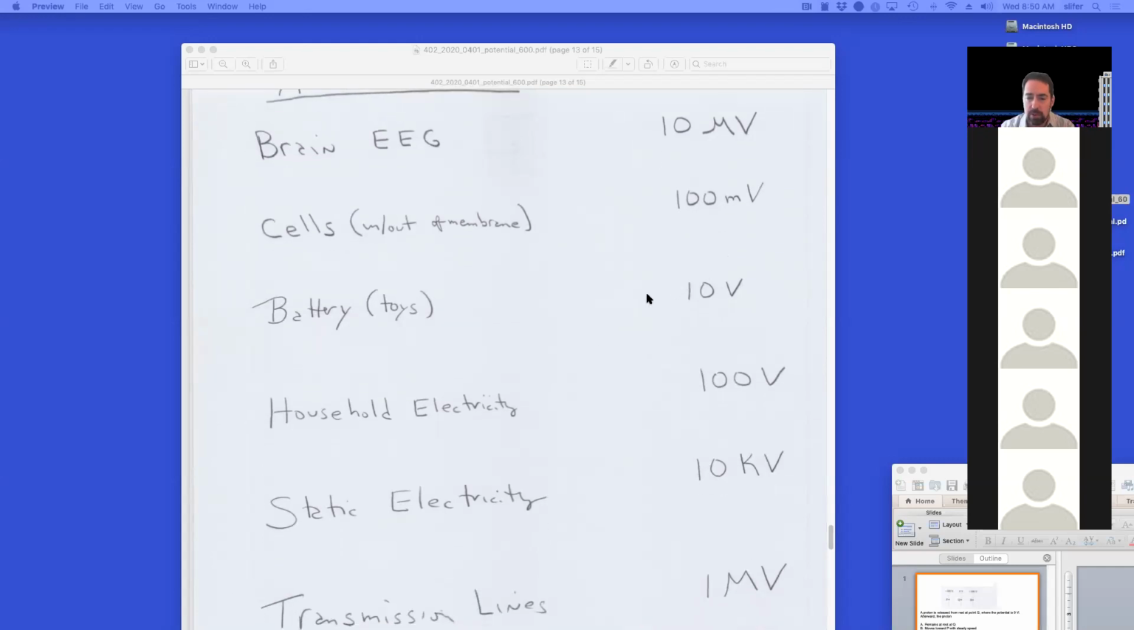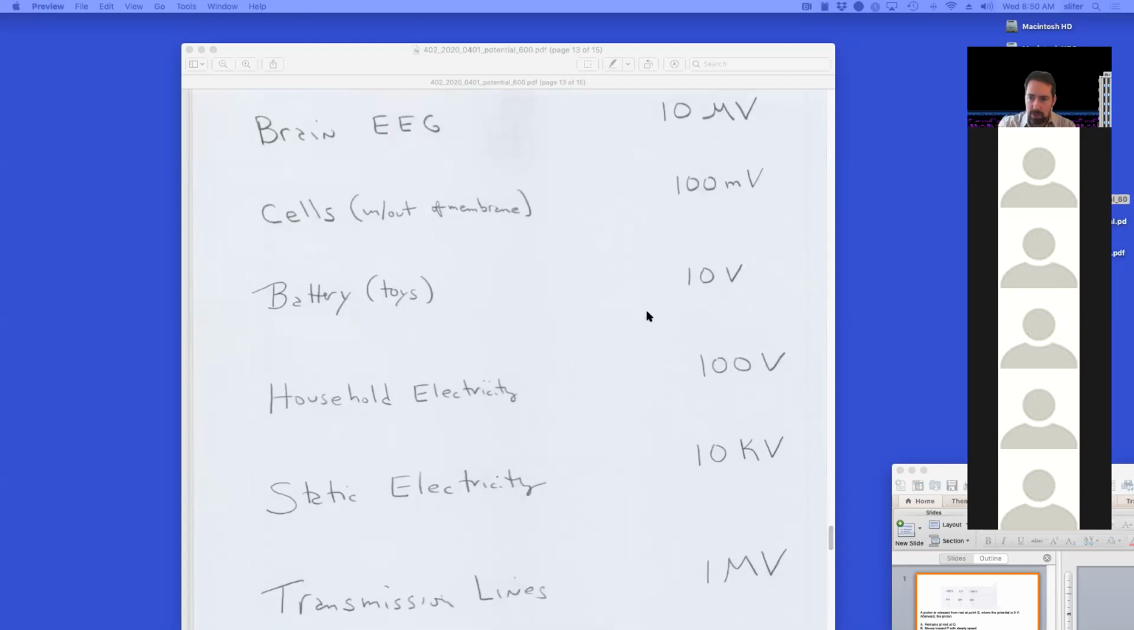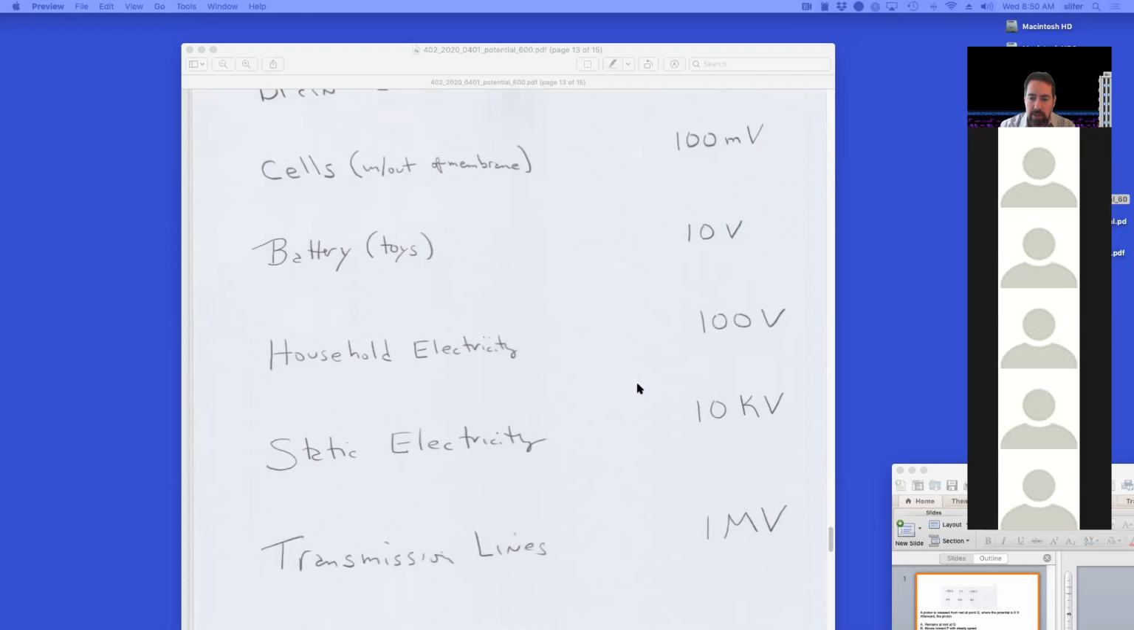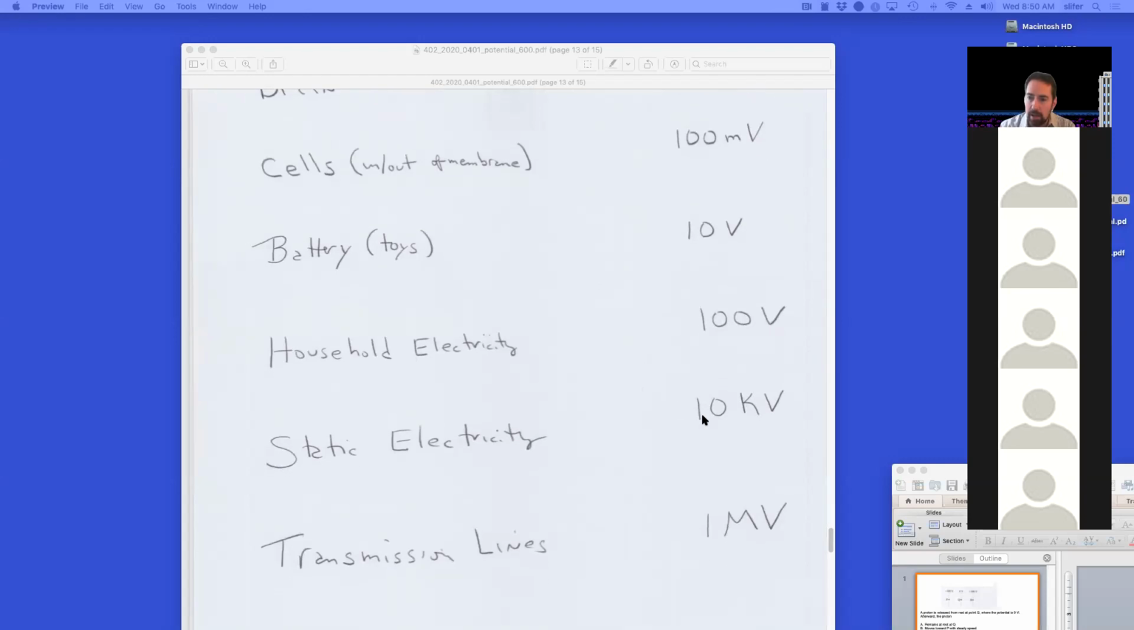Your typical toys and things that you have lying around the house are 10 volts. You stick your finger into the wall with a fork or something, that's 120 volts, household electricity. Static electricity is actually quite large. The amount of it is quite large.